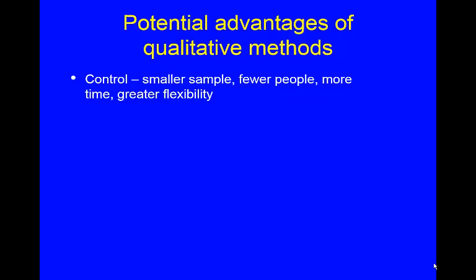In qualitative research, we're usually dealing with much smaller samples. So there are fewer people involved, both in the research team and in terms of the number of beneficiaries or care providers that we're going to be talking to. So we spend more time typically with each of our respondents. We have a greater flexibility about how we allocate our time. We can change our minds in the field.